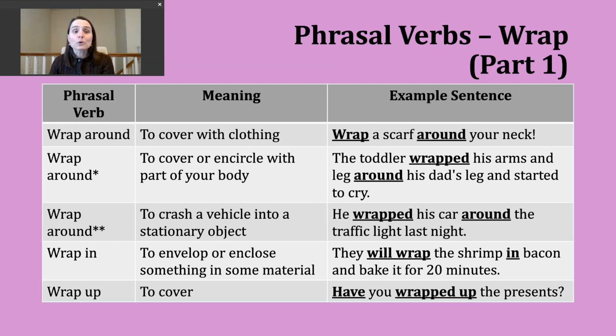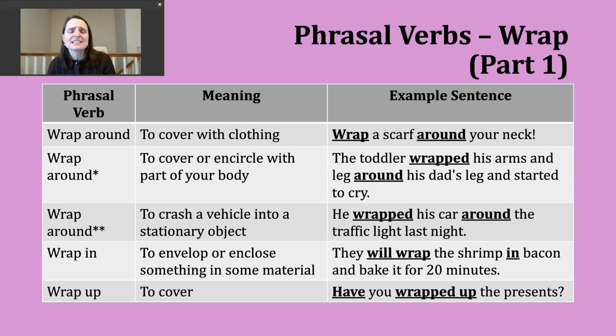A second way you'll hear wrap around used, though, is to cover or encircle with a part of your body. An example of this: The toddler wrapped his arms and legs around his dad's leg and started to cry. So here, maybe we can picture a small child taking arms and legs around the leg of his father, his dad here.